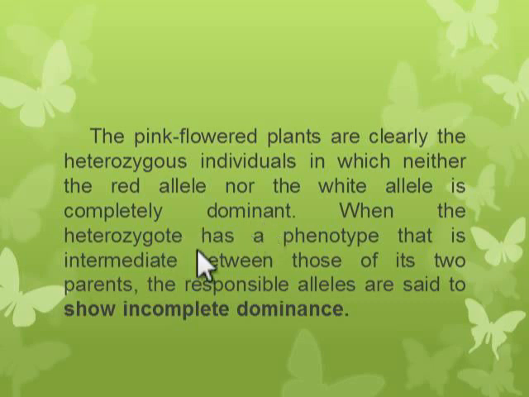When the heterozygote has a phenotype that is intermediate between those of its two parents, the responsible alleles are said to show incomplete dominance. So let us define first what is phenotype. So when we say phenotype, it refers to the observable physical properties of an organism. So these include the organism's appearance, development, and behavior. An organism's phenotype is determined by its genotype.